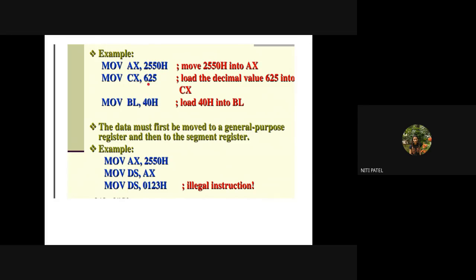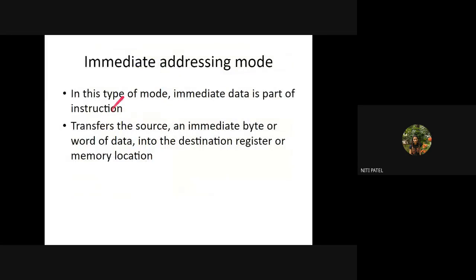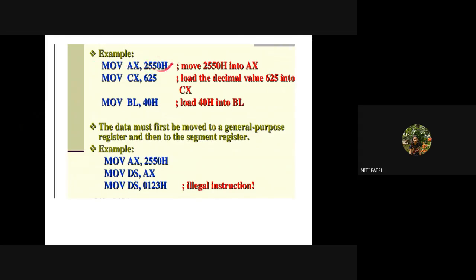MOV CX, 625. Load the data 625 directly into CX. That is, move the value 625 directly into the register CX. MOV BL, 40H. Move the value 40H directly into the register BL. So when I use data directly and give it to the register, I call it immediate addressing. Why? Because the immediate data is a part of the instruction itself. It is moved immediately, and I do not have to go into a register and take the data. Therefore, it is considered immediate addressing.